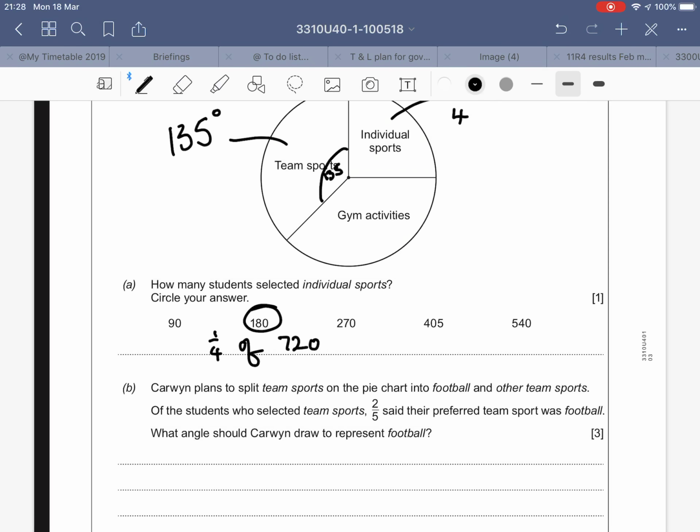And as you can see, it says 2/5 said that they liked football. So if we take 2/5 of the 135 degrees that is there for team sports on the calculator, using that fraction key to allow you to put 2/5 in and then multiply, we're going to get 54 degrees for football, and then the other part of the angle would be left over for the other team sports.